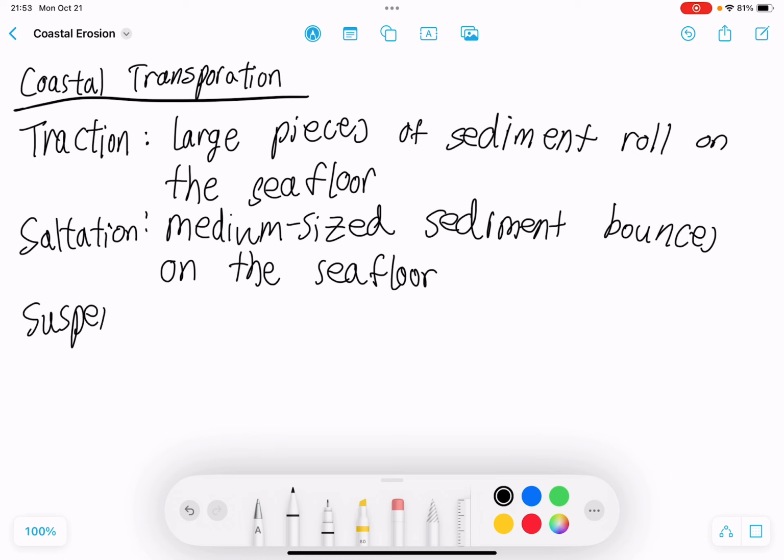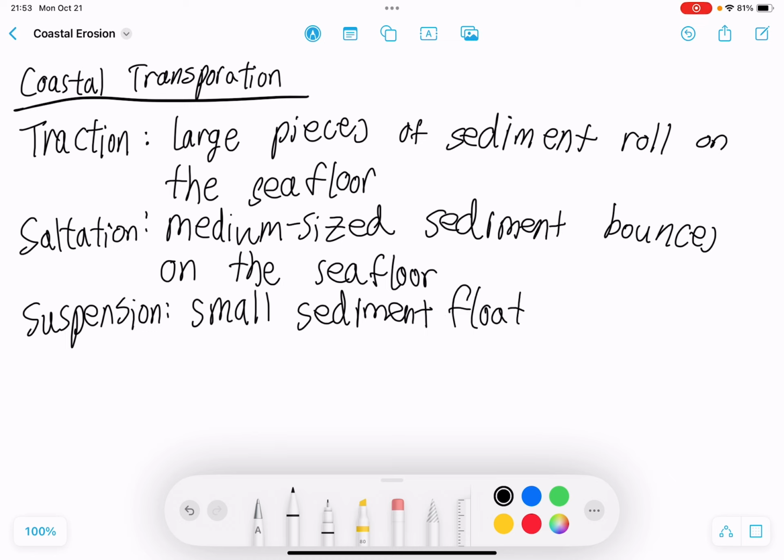So we have suspension. Suspension is small sediment floating in the water. So the sediment basically floats in the water and it just follows the current. When the ocean moves in one direction, the sediment suspended, as you can think of this suspension thing, floating in the sea water, moves along with the current. So this type of coastal transportation actually moves the sediment pretty fast.